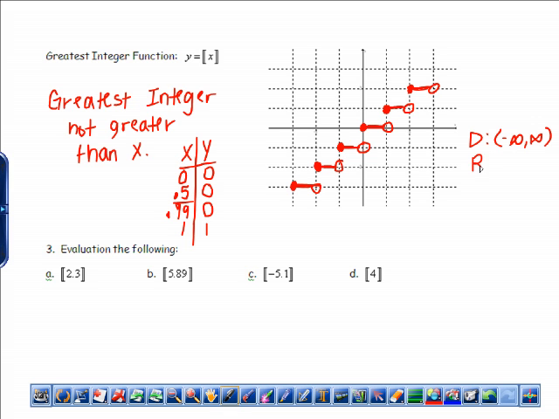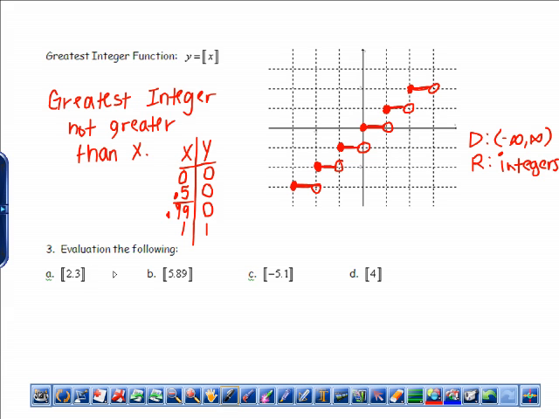Okay, let's talk about range. So the actual numbers in my range look like -3, -2, -1, 0, 1, 2. Those are the integers. Now there is a fancy symbol for the integers. It kind of looks like a fancy Z. We're just going to write integers though.